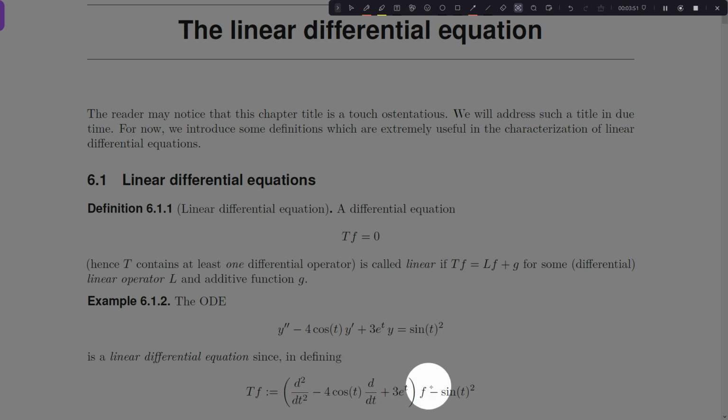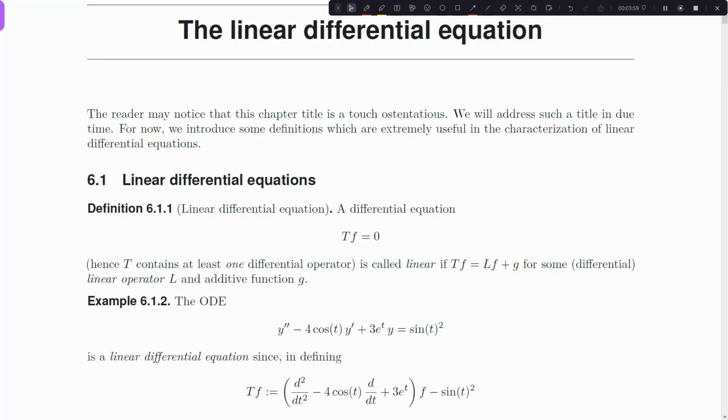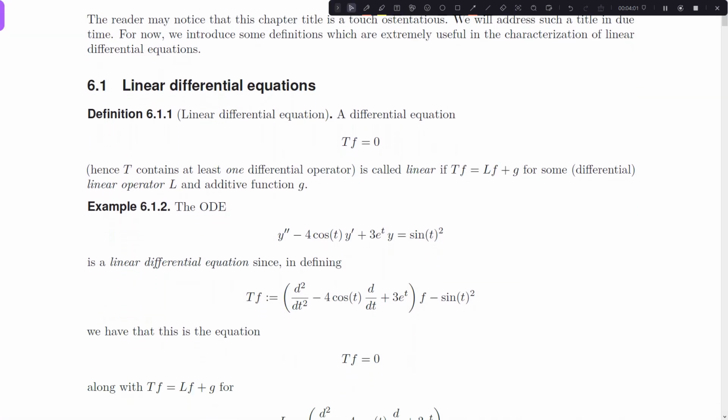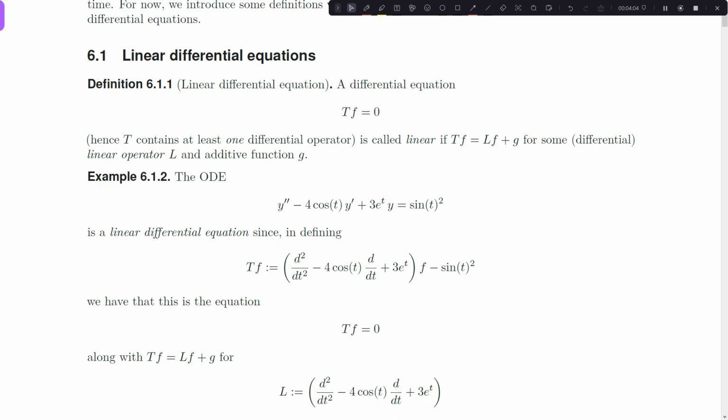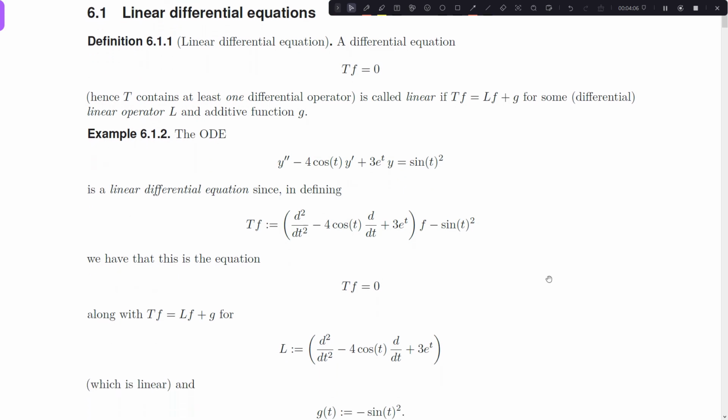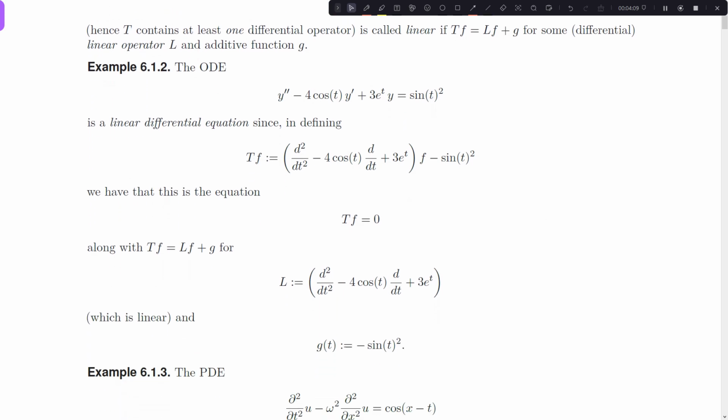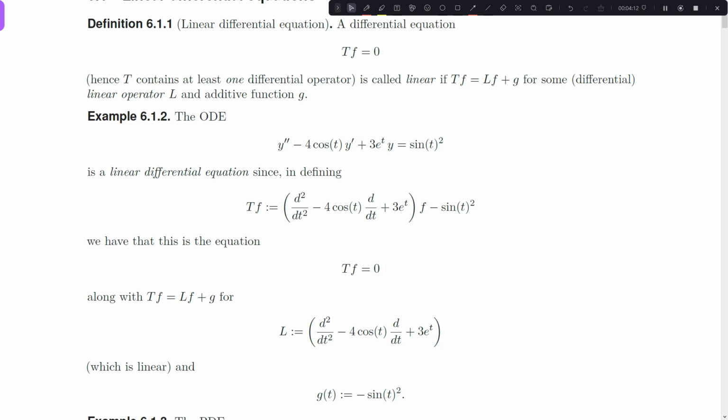That's my linear operator. And then if I pull sine t squared to the left, I have this additive function, negative sine t squared. In defining L as the linear term acting on f, and g as negative sine t squared, I have exactly T equals L f plus g. And so this is a linear differential equation. You could all verify that this operator L is actually linear, so if you want to verify that, go right ahead.